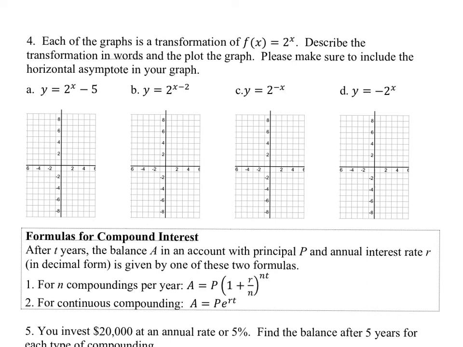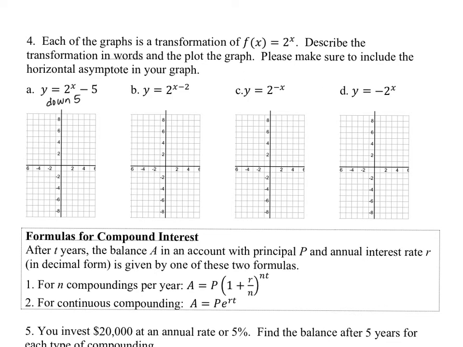For number 4, we're going to use transformations of the graph of f of x equals 2 to the x to plot the graph. We're going to make sure to include the horizontal asymptote, and normally 2 points is a good number of points. I normally transform the y-intercept and then the point where x is 1. But I'm going to start with the horizontal asymptote. For the first graph, in words, y = 2 to the x is the parent function. It says -5 at the end, which means this is going to go down 5.